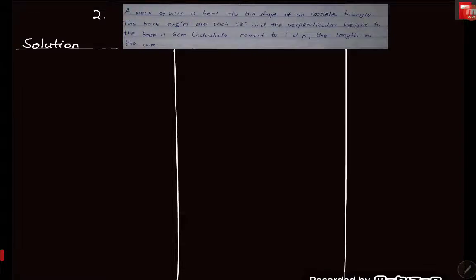Question 2. A piece of wire is bent into the shape of an isosceles triangle. The base angles are each 48 degrees and the perpendicular height to the base is 6 centimeters. Calculate correct to one decimal place the length of the wire.